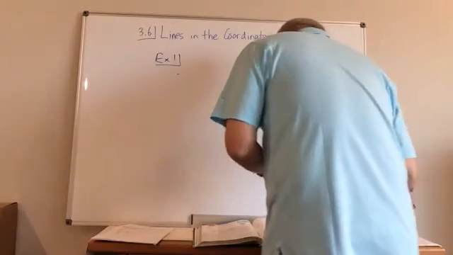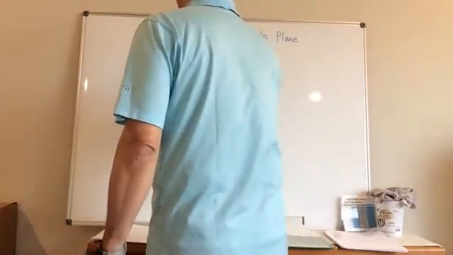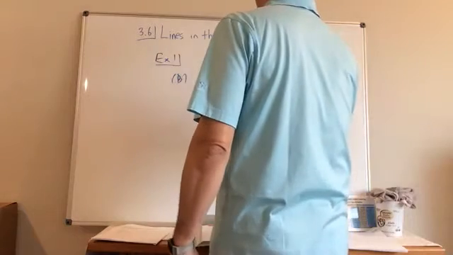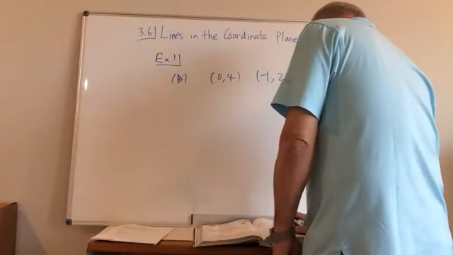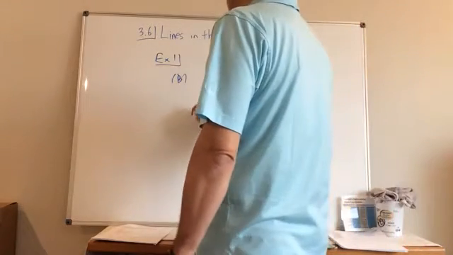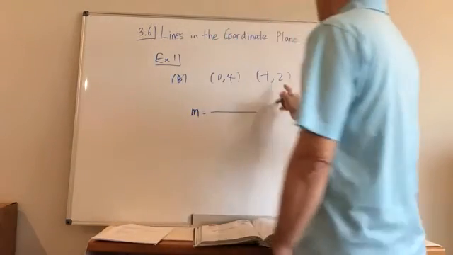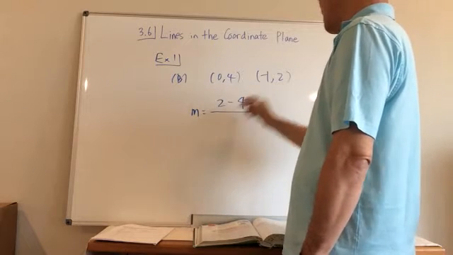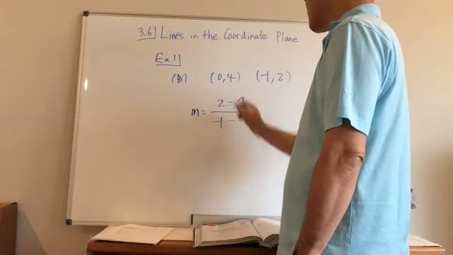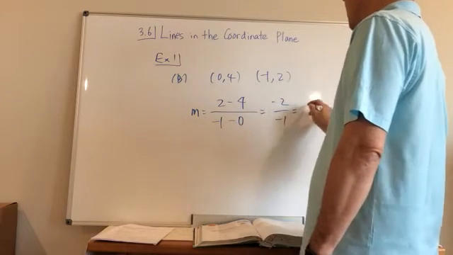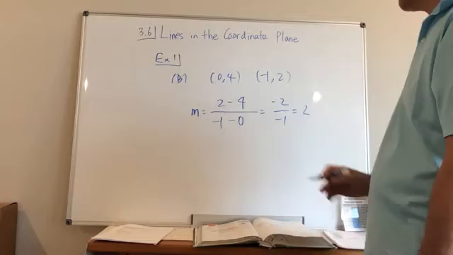B says a line through (0, 4) and (-1, 2), but it says specifically in slope-intercept form. Slope-intercept form. So I'm going to go ahead and find the slope first. y2 minus y1 over x2 minus x1, so 4 minus 2 is 2, over 0 minus -1 is 1. So the slope is 2.